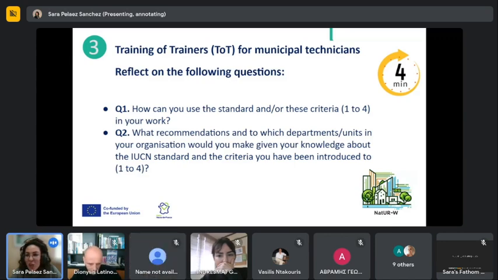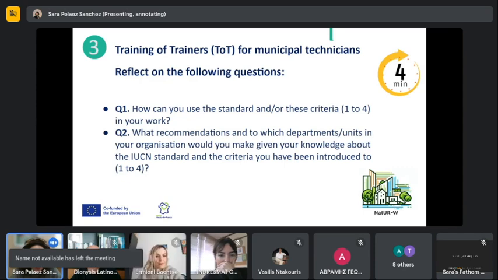So somebody else wants to add something about these two questions?